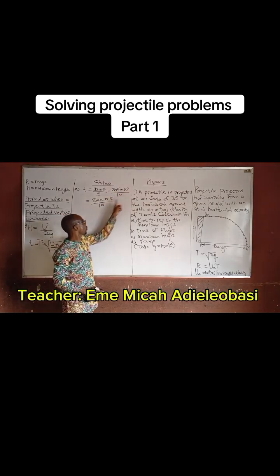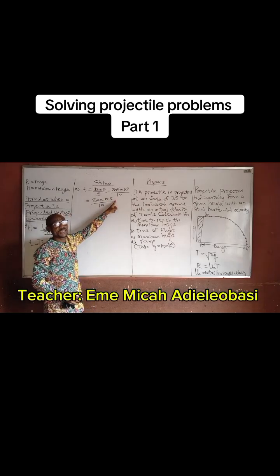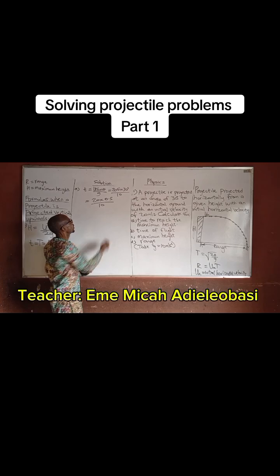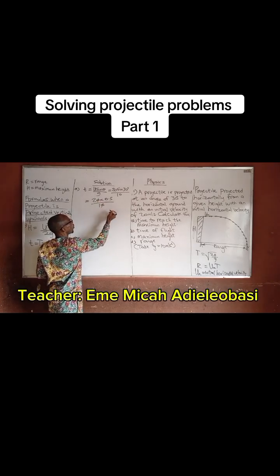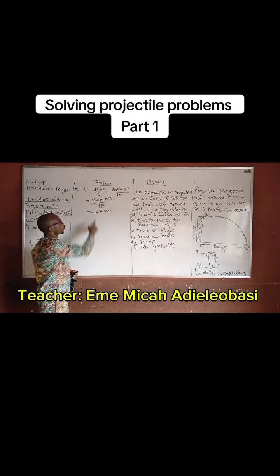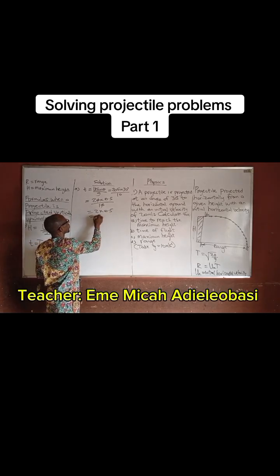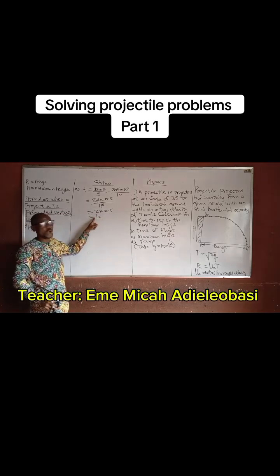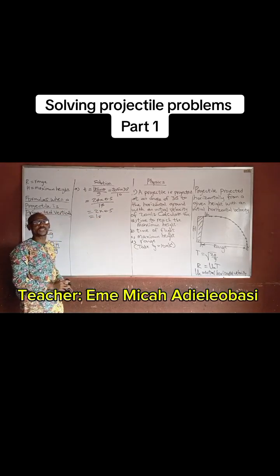Sine 30 is equal to 0.5. And this will give us, 0 here can cancel 0. What do we have? 2 times 0.5. 2 times 0.5 is equal to 1. So 1 second is our answer.